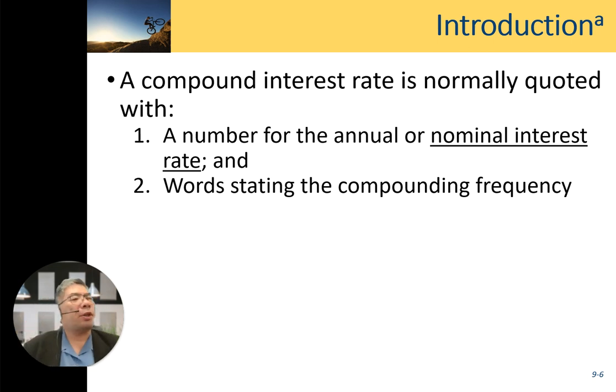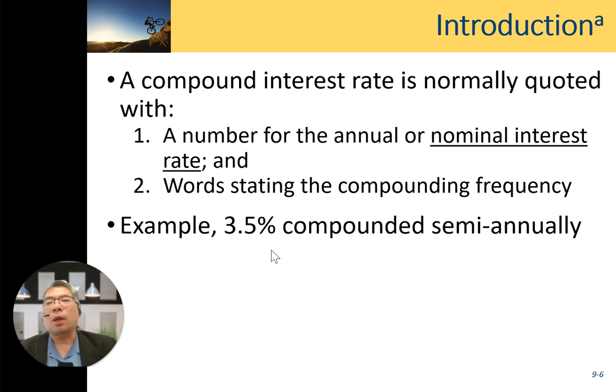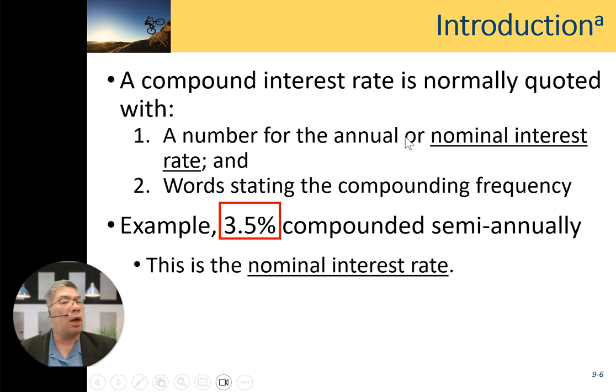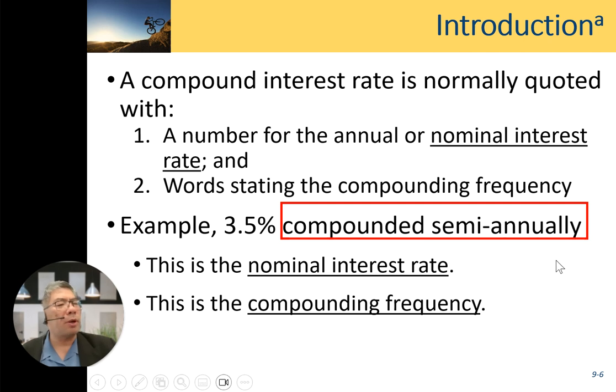So how is compound interest normally quoted? It is quoted as an annual or nominal interest rate, and number 2, stating the compounding frequency. Compound interest rate is normally quoted using an annual or nominal interest rate and stating the compounding frequency. Example, 3.5% compounded semi-annually. Here, 3.5 is the nominal interest rate, okay? And compounded semi-annually is the compounding frequency. So that is the difference between the nominal interest rate and the compounding frequency, okay?